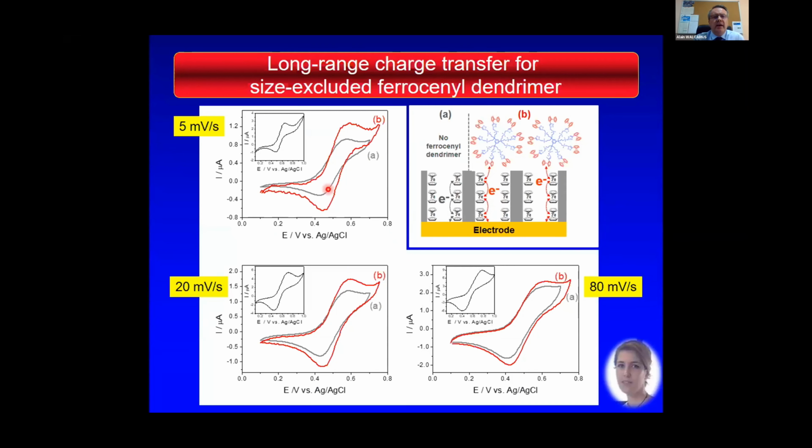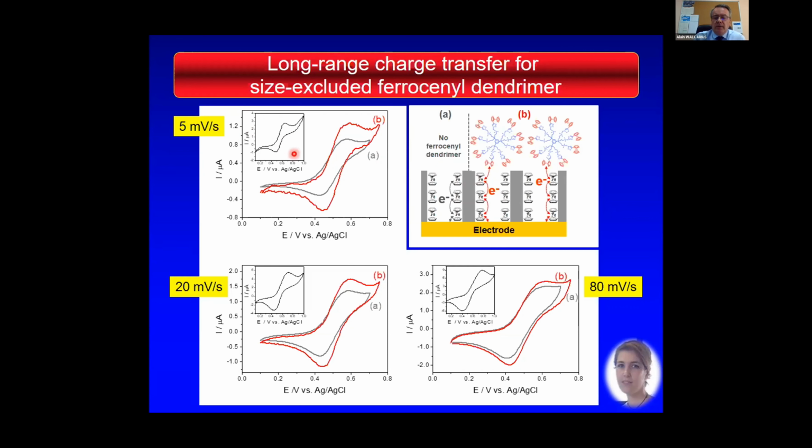As you can see here, in gray, this is the response of the ferrocene inside the film without any dendrimer. With the dendrimer, we observe an increase in this color. And this increase is larger the smaller the potential scan rate is. So it means that the electrons need some time to transfer between the electrode surface and the top of the film.